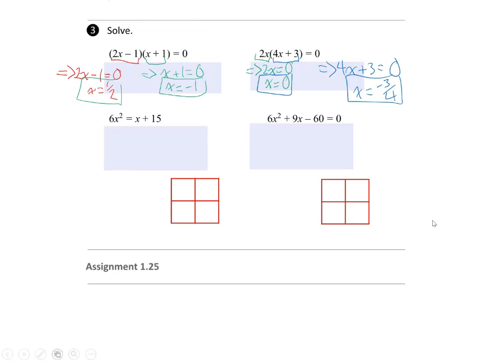Okay. I'm going to switch over to black because we're moving things around. So the x goes over, and the 15 goes over, and we're stuck with 6x squared minus x minus 15. Then we're going to set up our X in our box. So 6 times -15 should give us -90. Then our b value is -1. So now I ask, what multiplies to -90, adds to -1? One's negative, one's positive. Well, -10, +9.